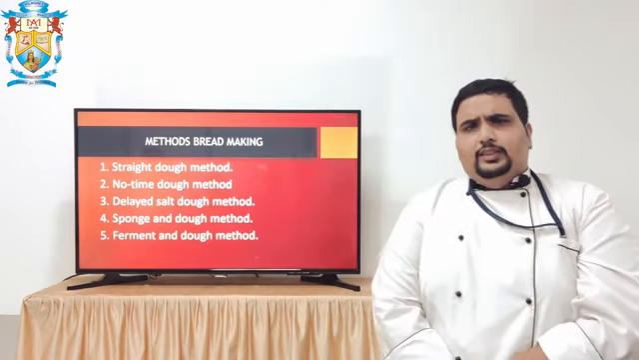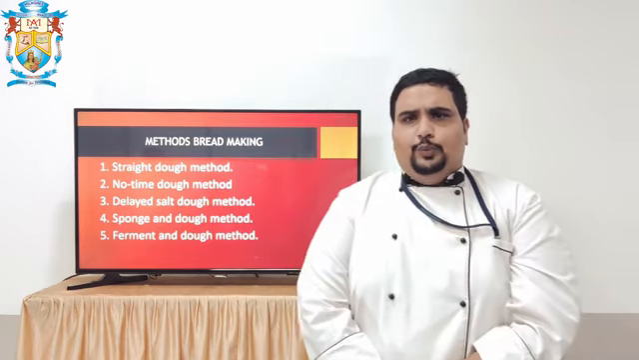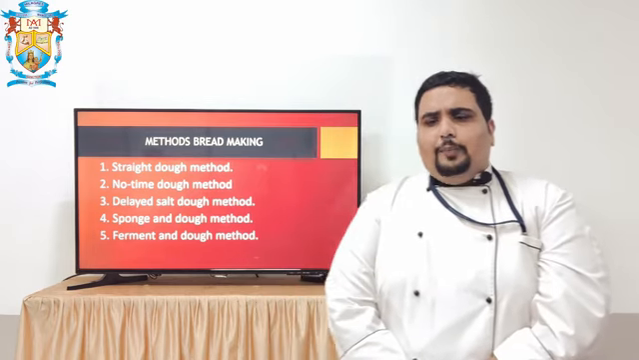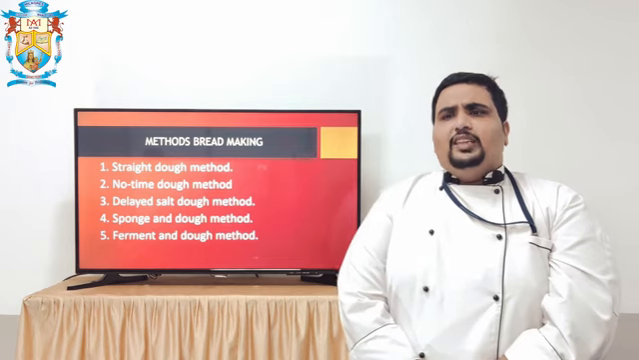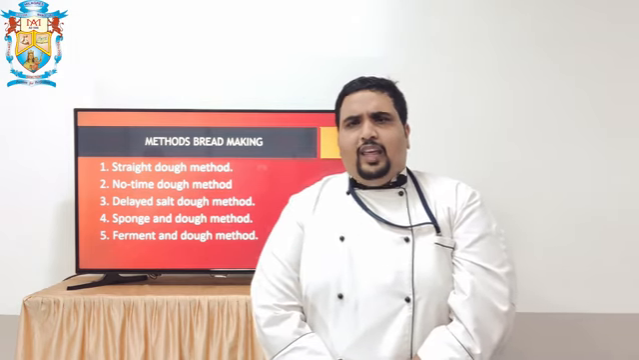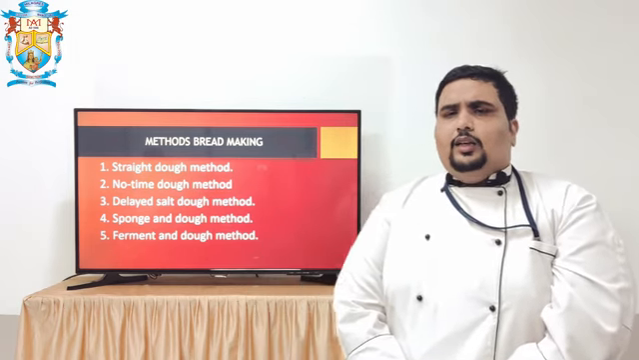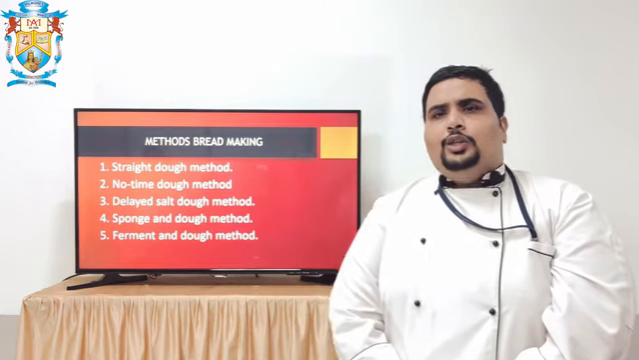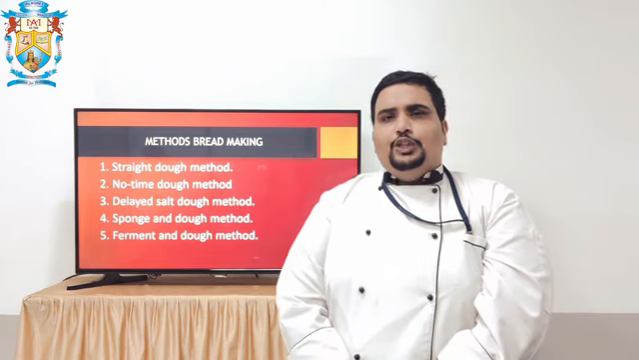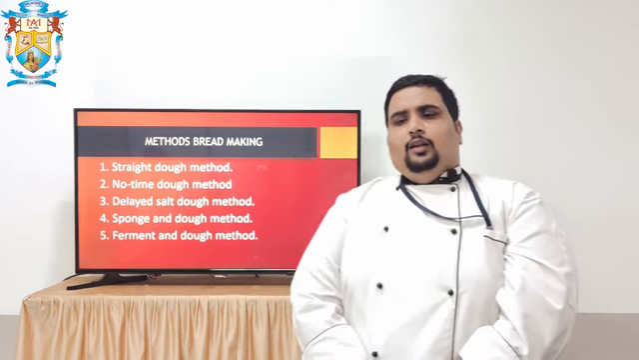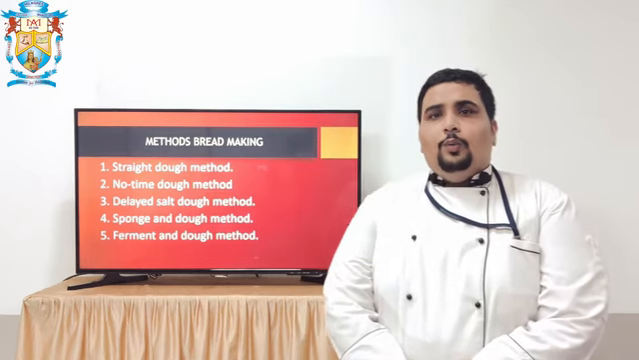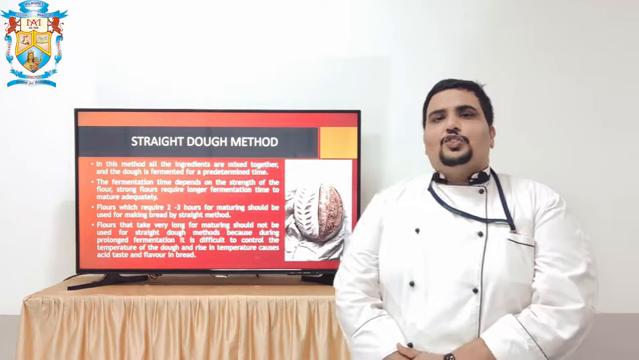What are the different methods of making a bread dough? Let's go through that. There are basically 5 different methods of making a bread dough. They are straight dough method, no time dough method, delayed salt dough method, sponge and dough method. The last one is ferment and dough method. Now, we'll see the first method, that is the straight dough method.